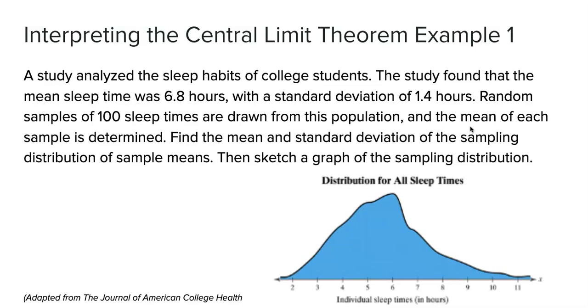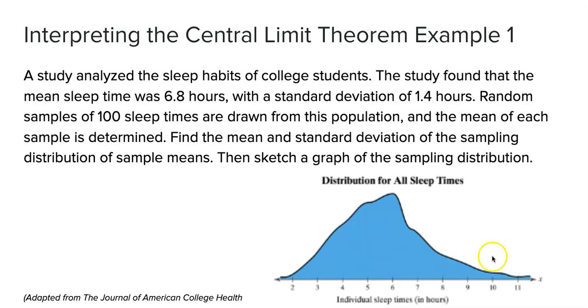So how many sample means do they have? Well, that I don't know. We just know each sample is of 100 different people. Find the mean and standard deviation of the sampling distribution of the sample means. Then they want you to sketch a graph of the sampling distribution.